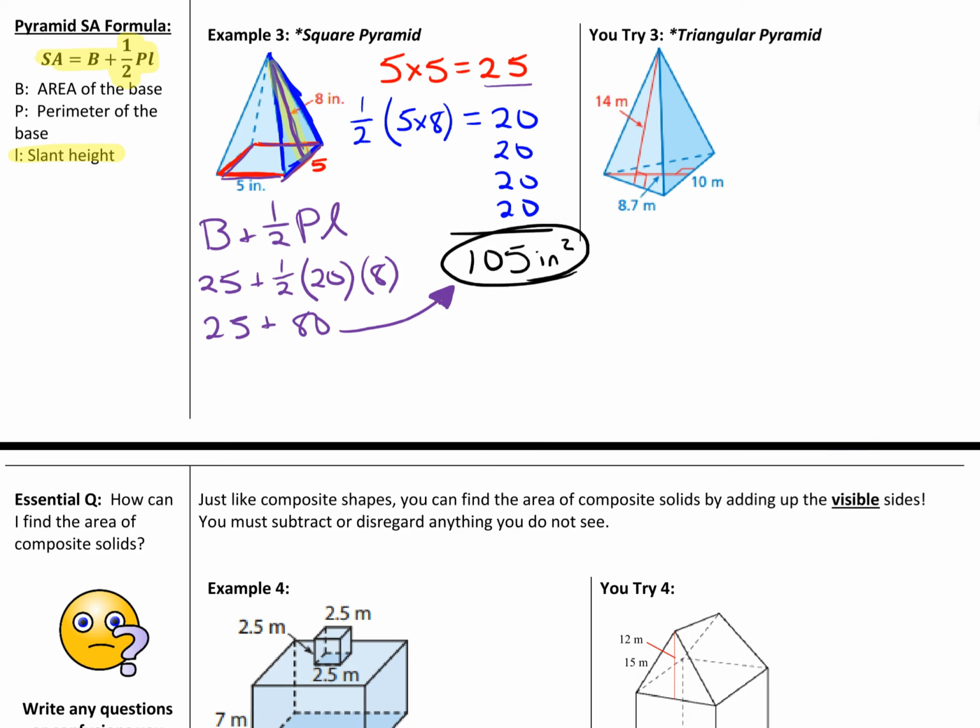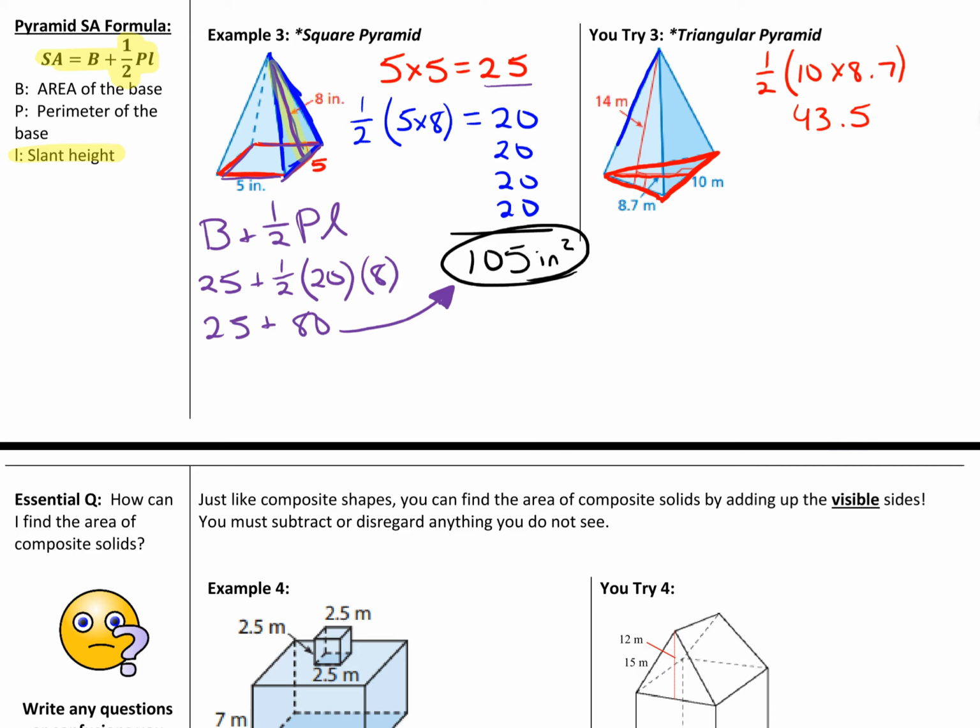Pause here, and I want you to try the triangular pyramid, but realize that you have a triangular base, and it is equilateral, which means all sides are going to be 10 in this case. Okay, so let's start by finding the area of this triangle. We see if we just look at this triangle, we have a base of 10 and a height of 8.7. So 1/2 of 10 times 8.7 is half of 87, which is 43.5.